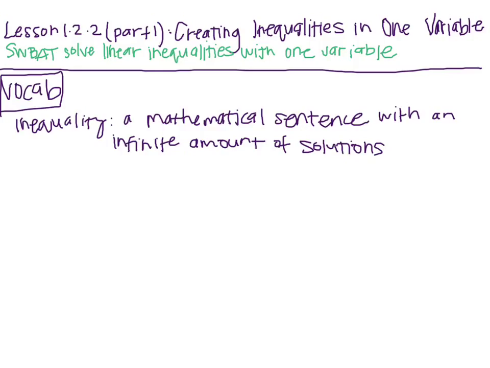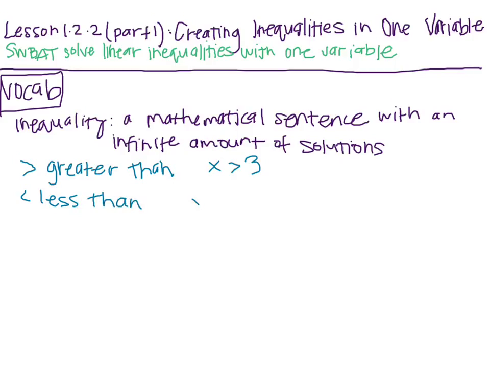So the first symbol we have is greater than. When we're using inequalities to describe solutions, we would have something like x is greater than 3. So that means that my x value could be any number that is larger than 3. Next we have less than. An example of a solution using a less than is x is less than 7, meaning that x could be any value that is less than 7.